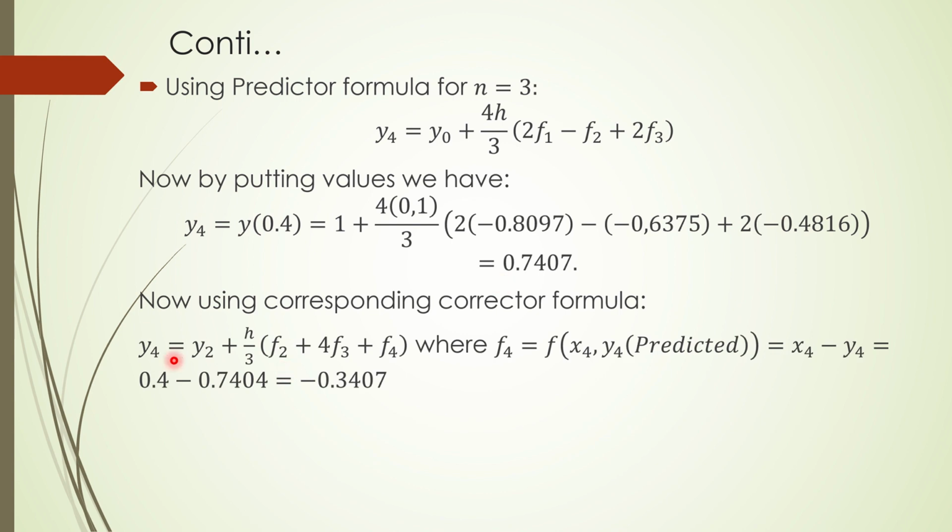Then we go for the corrector formula. The corrector formula is y4 equals y2 plus h by 3 times (f2 plus 4f3 plus f4). Now you need to understand this. f4 is f of x4, y4, where y4 is the predicted value obtained here. Then I'll find f4, which is x4 minus y4. x4 is 0.4, y4 is this one, so we get minus 0.347.